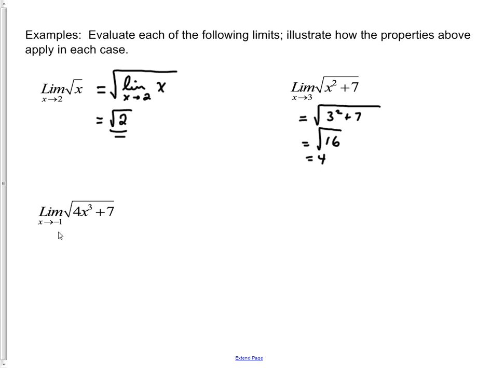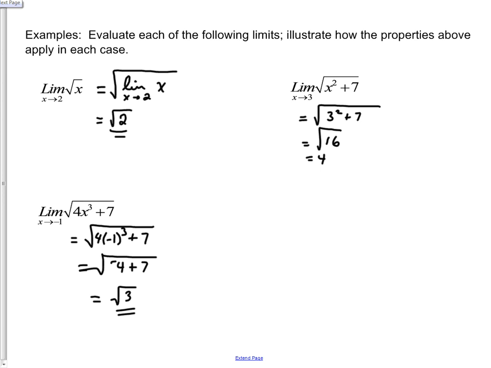Let's try this one. The limit as x approaches negative 1 of the square root of 4x cubed plus 7. Oh, well, we better be careful right here. Let's see. Do we get a real number? Well, we're going to be taking 4 times negative 1 cubed by direct substitution plus 7. So in this case, our root comes out to be the square root of negative 4 plus 7, and negative 4 plus 7 gives us the square root of 3. So it is within the set of real numbers, even though it's not a nice rational number. Still works.